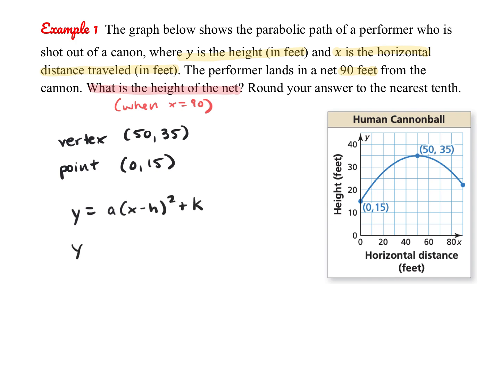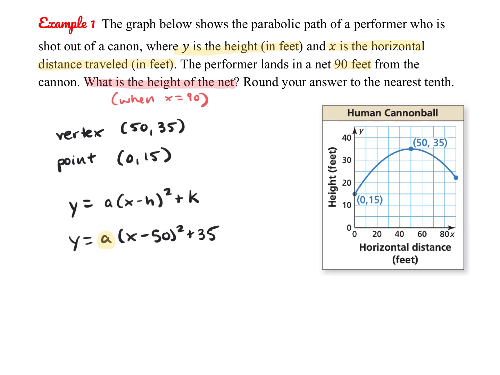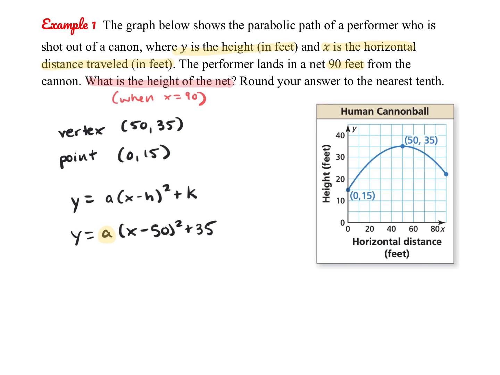So we can start by substituting our vertex, so y = a(x - 50)^2 + 35. But you'll see that we still have this a value that we need to solve for, which is how we're going to use that additional point. So we're going to substitute our x and our y with 0 and 15 respectively to help us solve for a. So then we have 15 = a(0 - 50)^2 + 35.